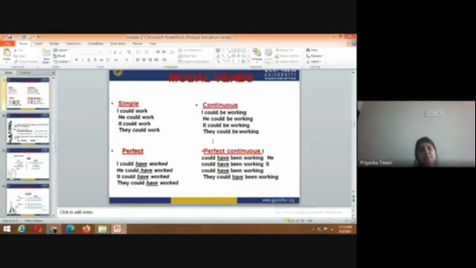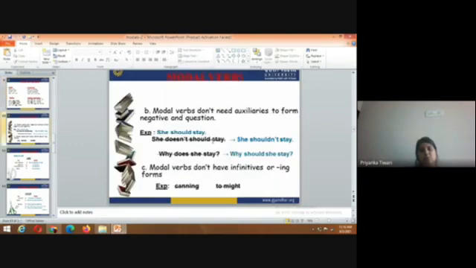The next is the simple form: I could work, he could work, it could work, they could work. Perfect: I could have worked, he could have worked, it could have worked, they could have worked. Continuous: I could be working, he could be working, they could be working. Perfect continuous: I could have been working, he could have been working, it could have been working, they could have been working.